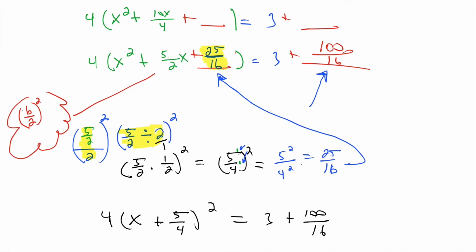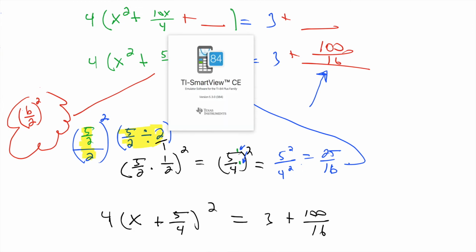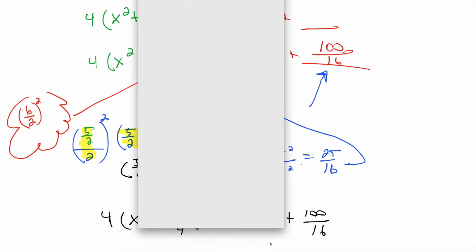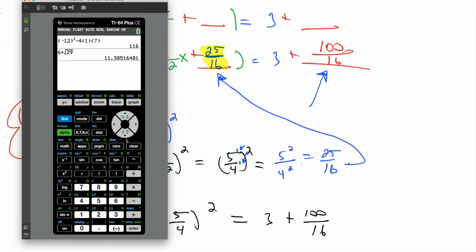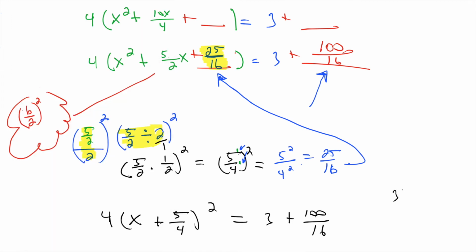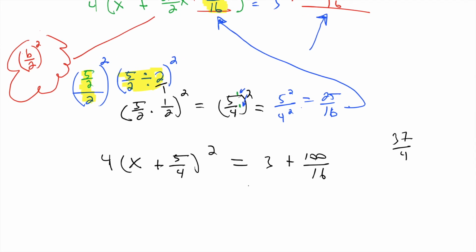Okay? All right. Then we're going to go ahead and have our calculators put this together for us. You don't have to. I would just do 3 plus 100 over 16, close, and I would go math, enter, enter. And that's 37 over 4. Actually, it's harder in your calculator. So doing it the longer way, you're going to have 3 over 1 plus 100 over 16.